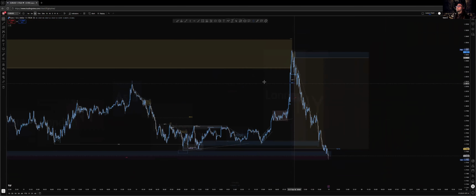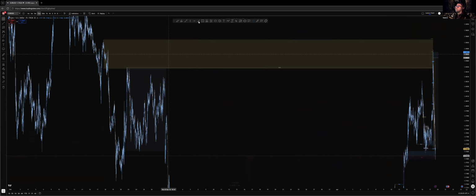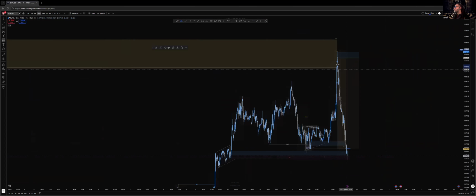So Friday, this is the first thing I noticed on Friday. On the 15-minute, remember that same high I was talking about from the consolidation. This is right here. Price induced it during this session right here.